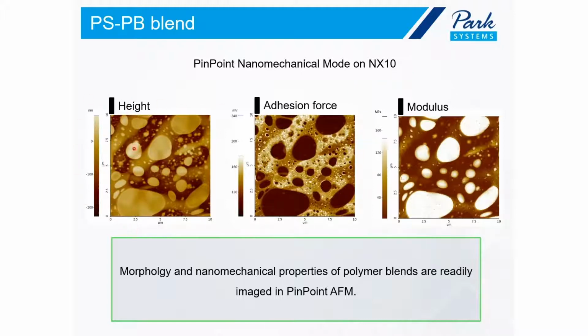The rightmost image is the height image. We already see some of the morphology here. The middle is the adhesion force image, and we clearly see that there are domains which are less adhesive than the matrix. And then we have our modulus as well, of course.